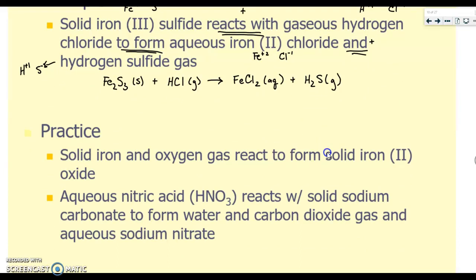Using the example as a guide, please pause the video and try to write the two reactions here in the practice section.